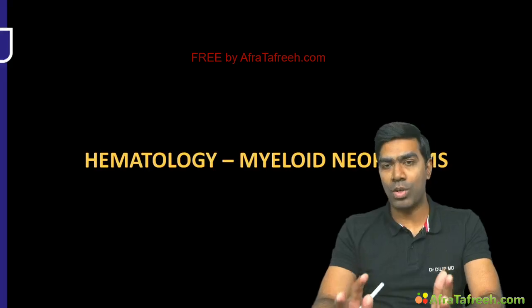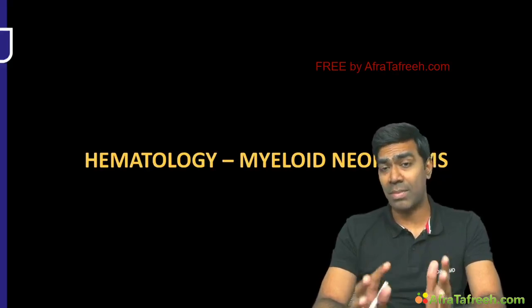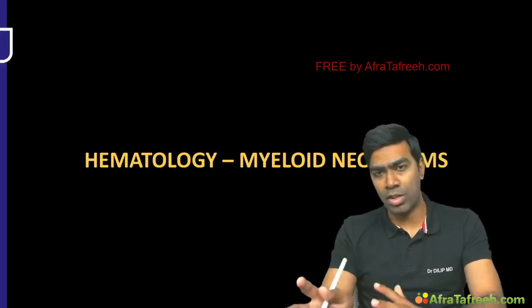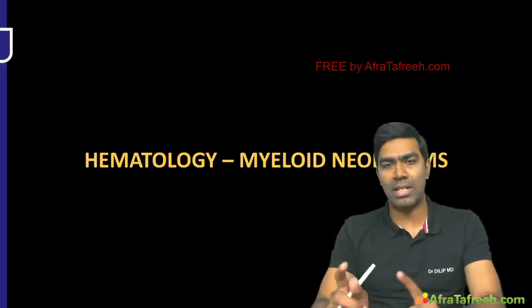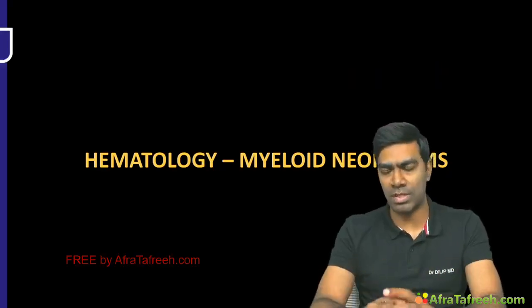But what I'm not going to discuss in this section is AML, acute myeloid leukemia, because I'm going to discuss AML elsewhere, probably in the acute leukemia chapter. Right now, we are going to concentrate on other aspects of myeloid neoplasms, like MDS and MPNs predominantly, which is going to be the theme of this lecture.